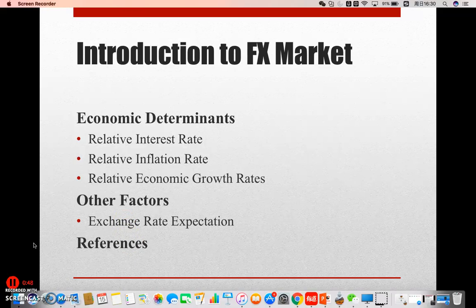I will explain the first economic factor, relative interest rate. Ruyi will explain the relative inflation rate, and Dawn will do the final part, relative economic growth rate and exchange rate expectations.